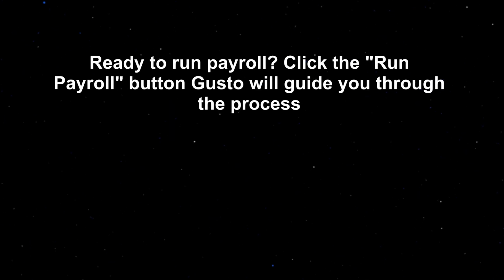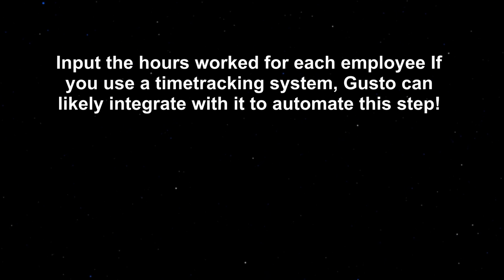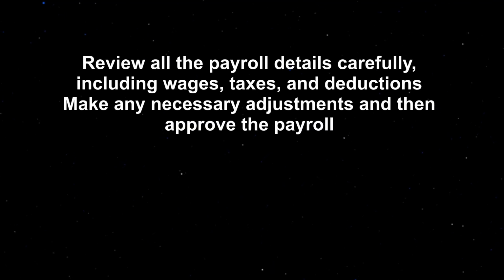Ready to run payroll? Click the Run Payroll button. Gusto will guide you through the process. Input the hours worked for each employee. If you use a time tracking system, Gusto can likely integrate with it to automate this step. Review all the payroll details carefully, including wages, taxes, and deductions. Make any necessary adjustments and then approve the payroll.